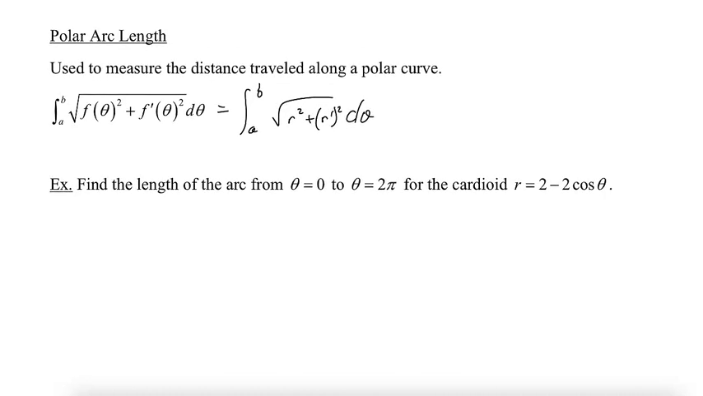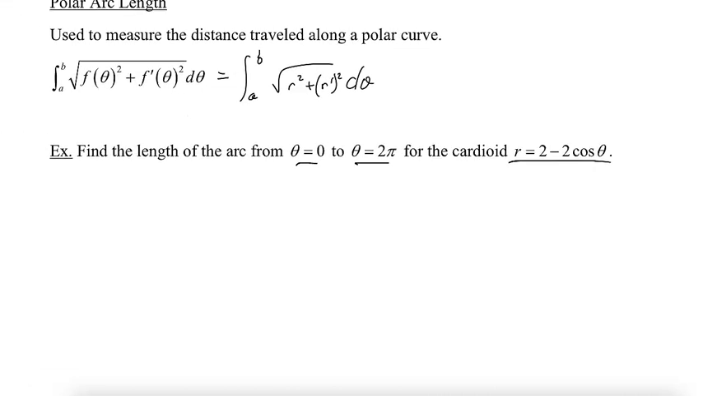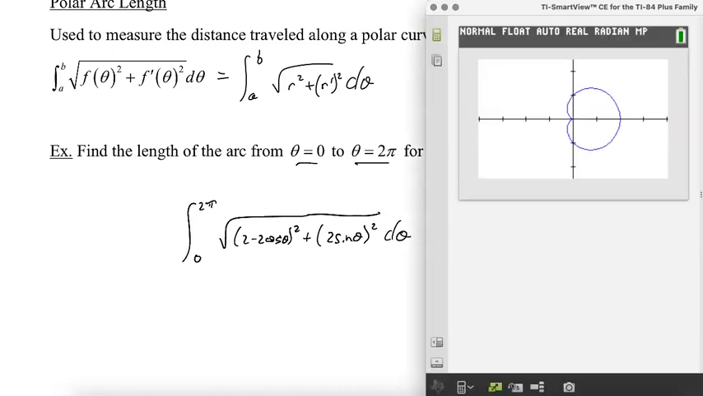So find the length from 0 to 2 pi. They give us the bounds of the cardioid 2 minus 2 cosine of theta. So it's really just as simple as long as you know the formula, plugging it in, 0 to 2 pi, square root of 2 minus 2 cosine theta squared plus r prime, which would be 2 sine theta squared d theta. And then I'm just going to type that in my calculator.